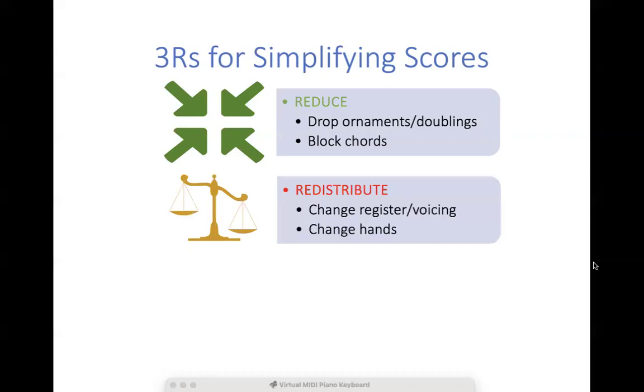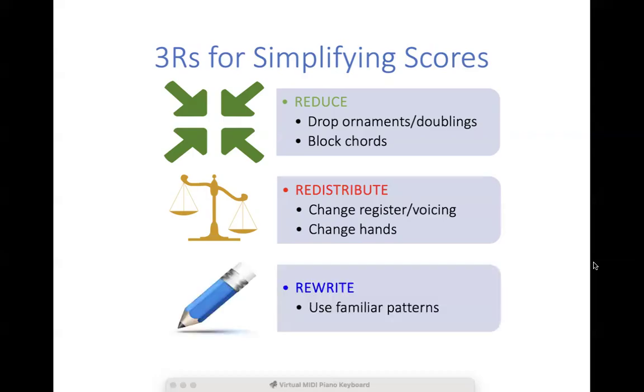The second one here is redistribution. So here we're changing the register and the voicing, who plays what? Does the left hand or right hand play the tenor part? So that's redistribution. And then the third one is to rewrite using familiar patterns. Sometimes you just find some ridiculous pattern on the page, and it's just much easier to use a pattern that you already are familiar with, scales, arpeggios, and patterns that you see all the time. As I mentioned, the last two require a little more discernment, and we're going to rely more on our bass harmonization to help us to do that.